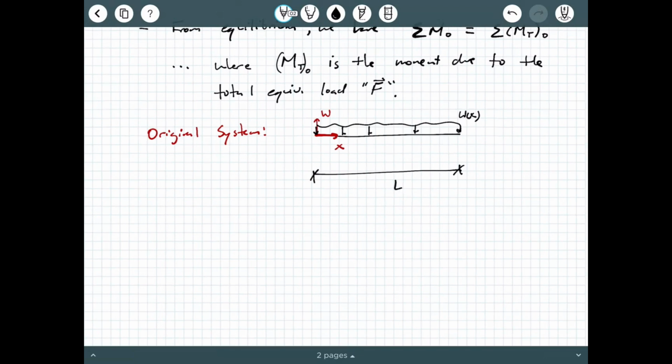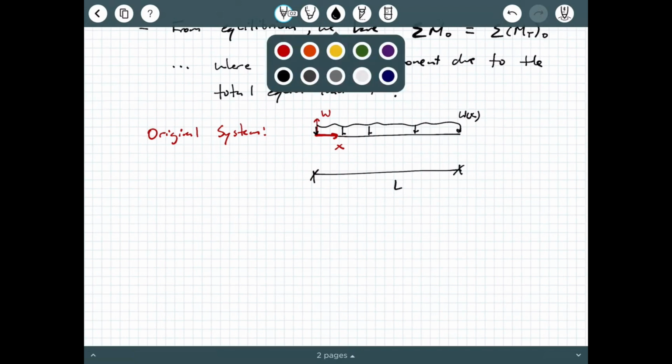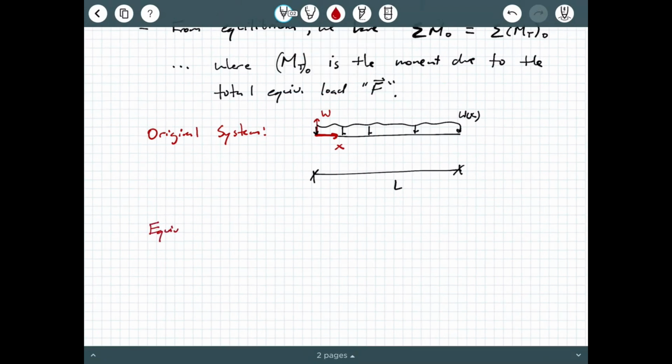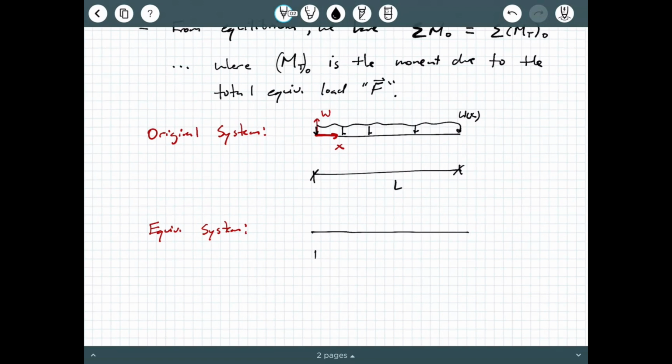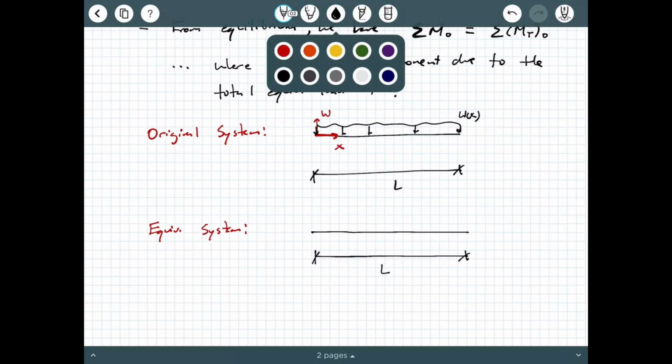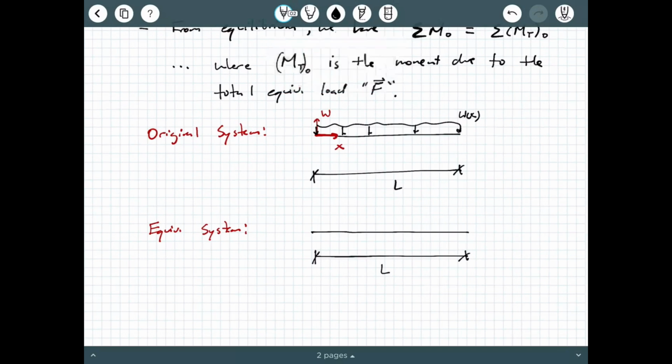And let's say that we have an equivalent system that looks kind of like this. We have the same member length L, and we are going to have capital F here. And again, we know how to get F. We'll make a little star here: F equals the integral from 0 to L of W as a function of X dx. Okay, so there's our equivalent system.